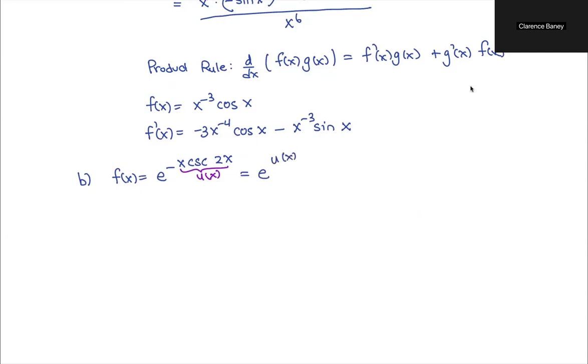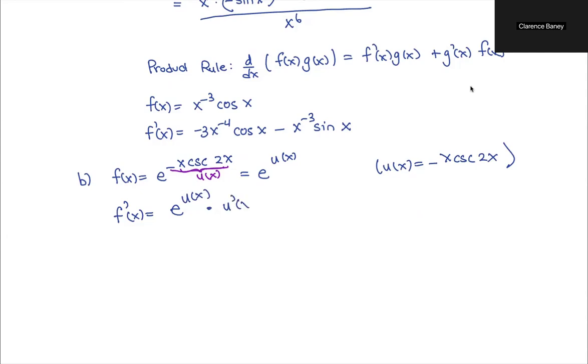And it helps to clean up the problem a little bit. And we're including the negative in that. I'm going to write it on the side here, where u of x is equal to negative x cosecant of 2x. And then this way we can sort of look at these two things separately. Because if I apply the chain rule here, I know that I'm going to take the derivative of the e to the whatever first. And so that's going to be e to the ux, but then we're going to have to multiply by u prime of x.